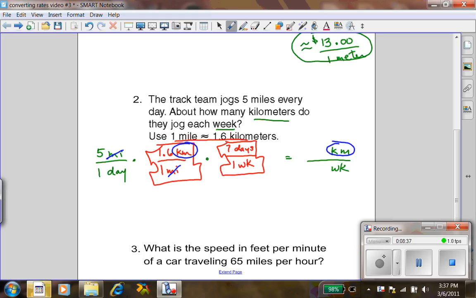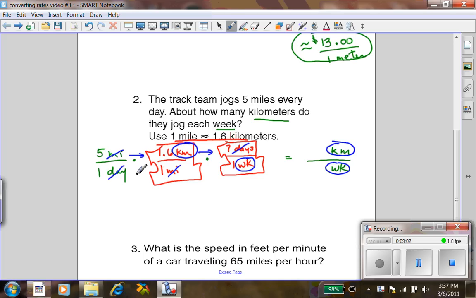All right, this time I have 7 days in 1 week, so my day will cross out with days. Even though it's plural, it still crosses out. And on the bottom, we will be left with week. So we will have week on the bottom. So that means we've got our units exactly where we want. All we have to do now is multiply.